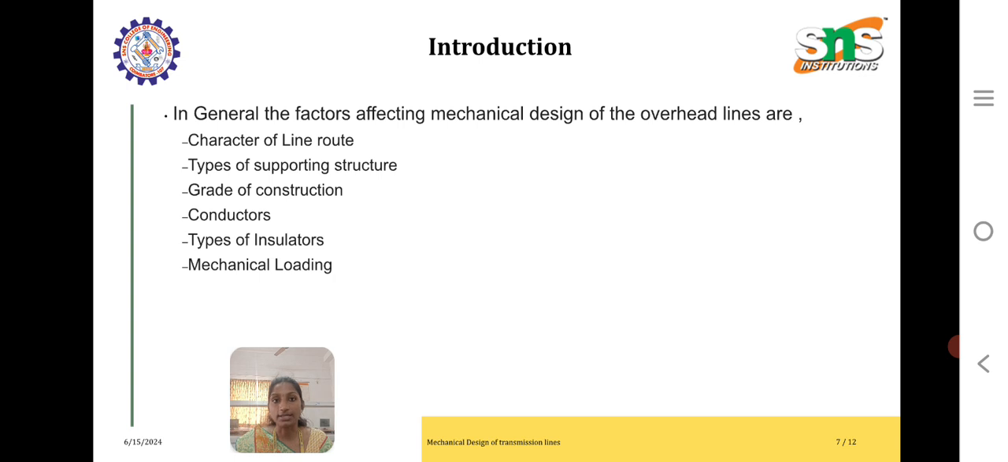So what are all the factors that affect mechanical design of the overhead lines? They are the character of the line route, the type of supporting structure which we are going to use, grade of construction, conductors, what type of insulators we are going to use, and mechanical loading. So the mechanical design is dependent on all these: character of line route, types of supporting structure, grade of construction, conductors, type of insulators, and mechanical loading. We will see in detail.